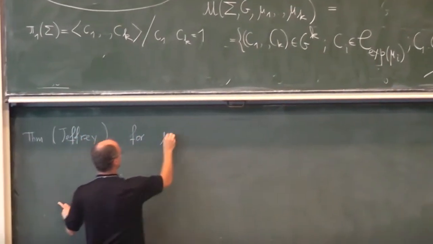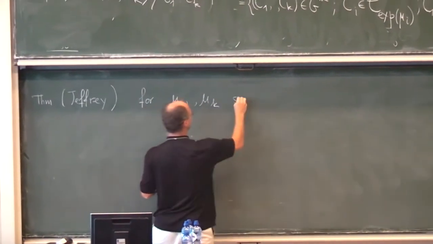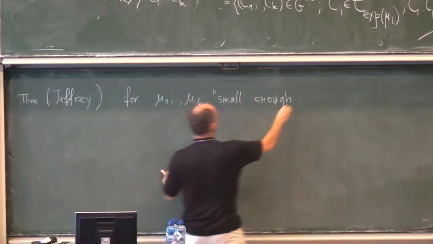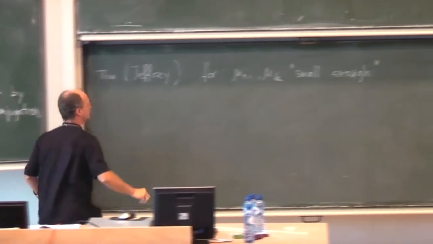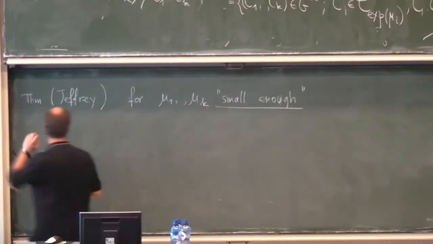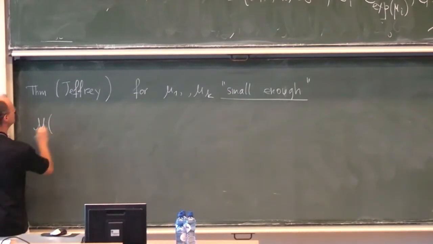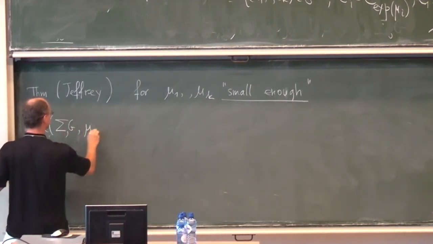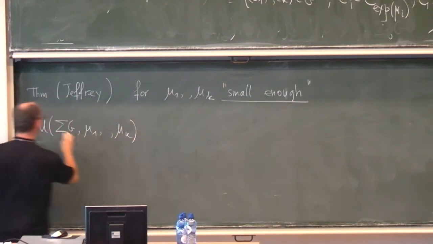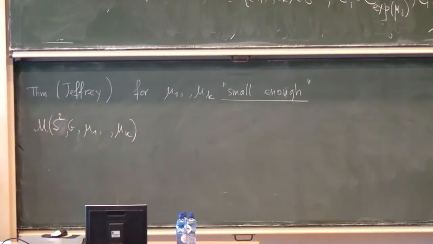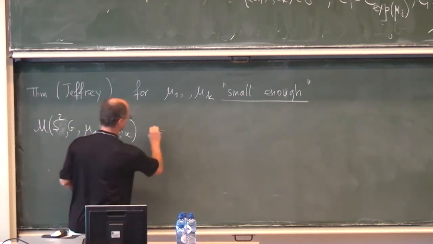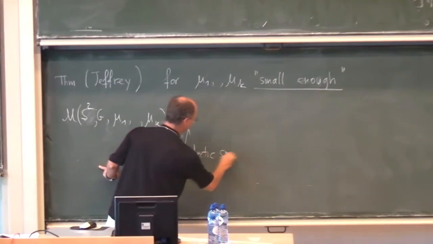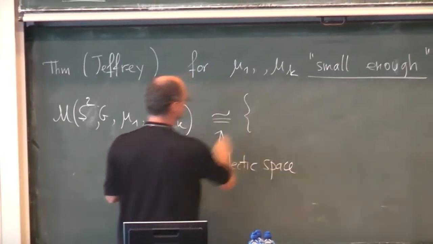For mu_1, ..., mu_k small enough, well, here obviously I don't give you the technical formulation, so for sufficiently small mu's, this moduli space, and maybe here instead of sigma I just write a 2-sphere, just to be precise that the genus is 0, is isomorphic as a symplectic space to the following.